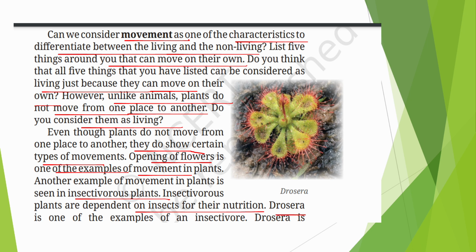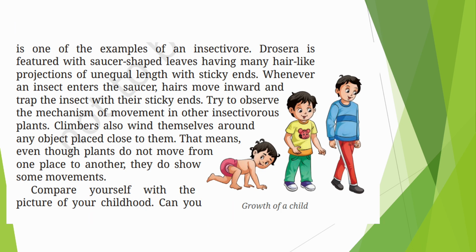Drosera is one of the examples of an insectivore. Drosera is featured with saucer-shaped leaves, having many hair-like projections of unequal length with sticky ends. Whenever an insect enters the saucer, hairs move inward and trap the insect with their sticky ends.